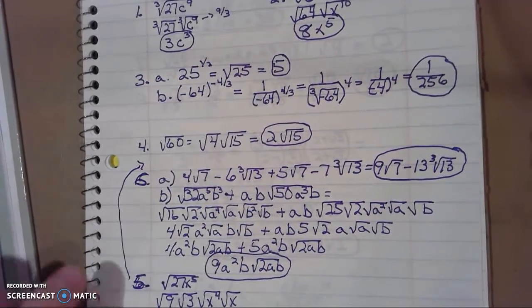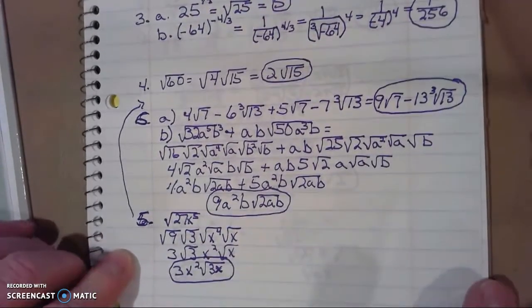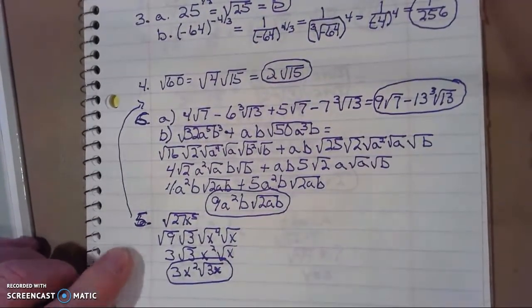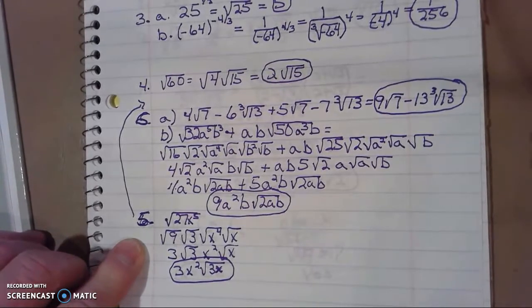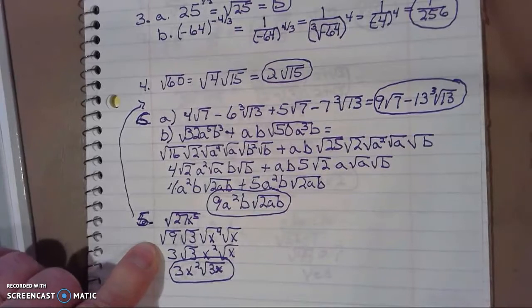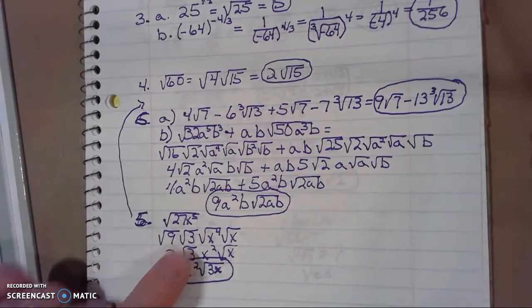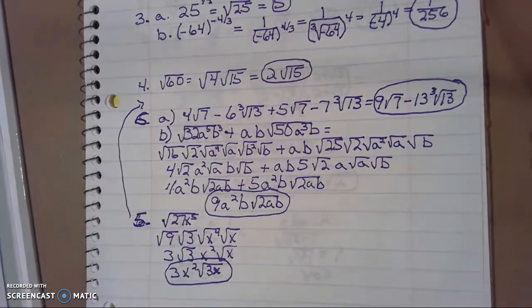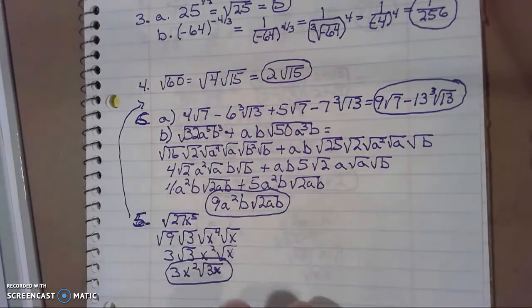Okay, then I turned around. Here's number 5, which would be next. I got them out of order. Square root of 27, x to the 5th. Break down the square root of 27, 9 and 3. You find something that you can take the square root of that goes into 27. The x to the 5th.